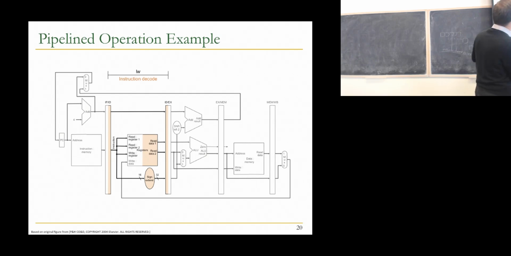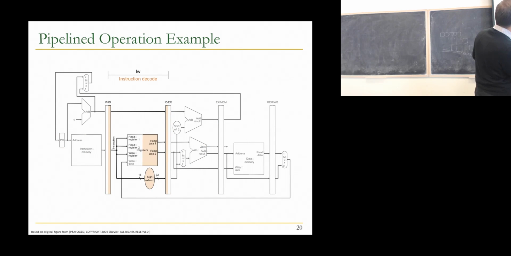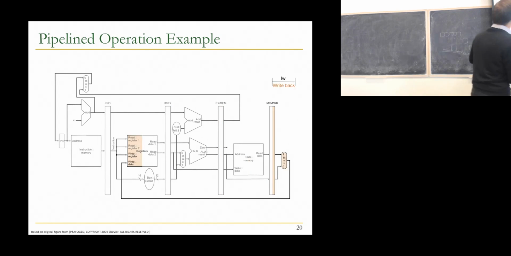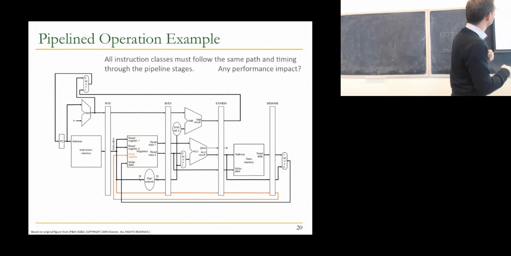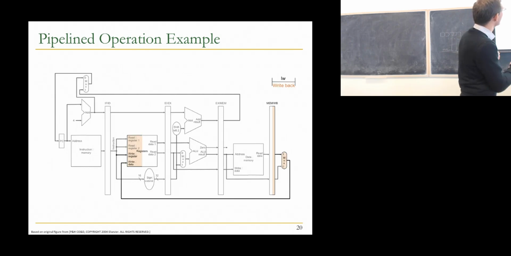Basically, these are the resources it uses. It reads the registers. It generates its address using the ALU. This resource is really not needed, but it has to be there for other instructions. It loads the data from memory, and then it writes back its result. Now, if we pipeline the two loads, I'll show you an example later on. Basically, they will be going through the pipeline together.